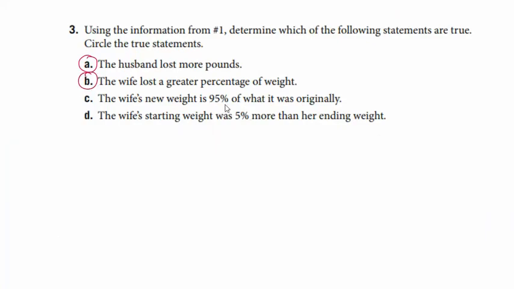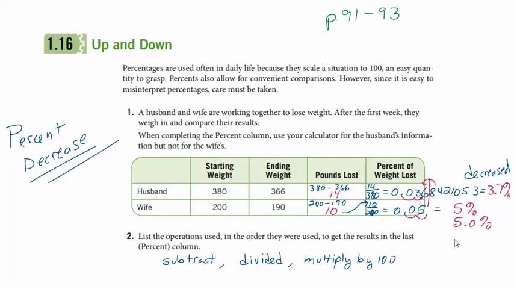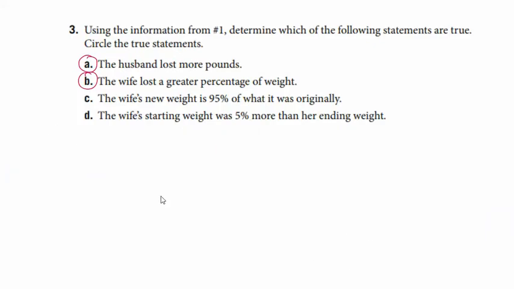The wife's new weight is 95% of what it was originally. Okay, let's think about this. Well, she lost 5%. So let's say this bar graph represents the wife's weight. This would be like 0 pounds, and this would be like 200 pounds. That's where she started, right? And then she got down to 190. And so this part up here was the 5% that she lost. This is 5% of this total bar graph.